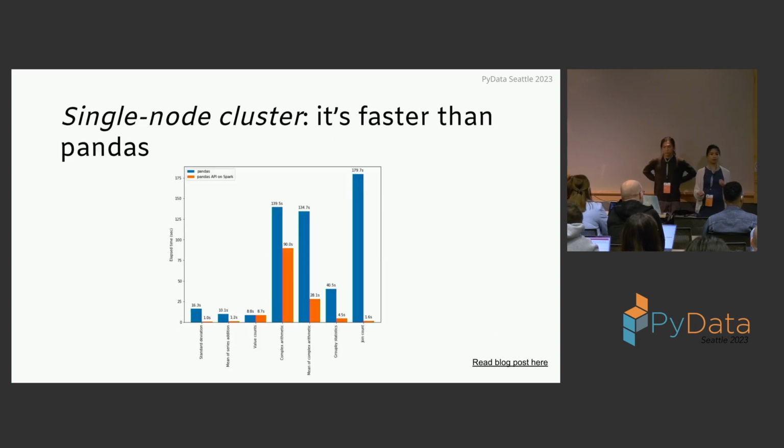And the good performance also exists in a single node cluster too. So you can see the blue bar represents Pandas, and the orange bar represents the Pandas API on Spark, which we abbreviate as Spark.pandas. You can also see the orange bar is consistently lower than the blue bars. So it also works very well on a single node cluster compared to Pandas.